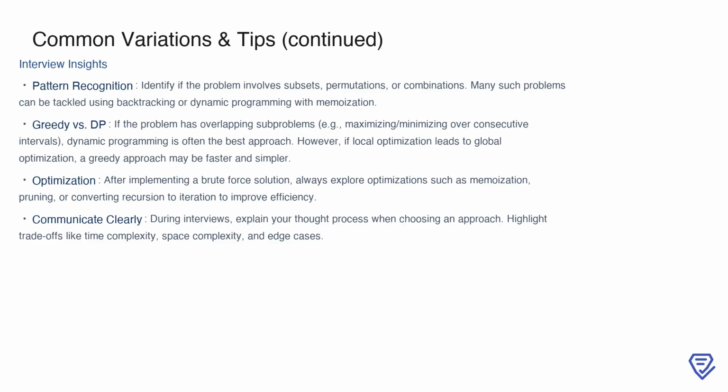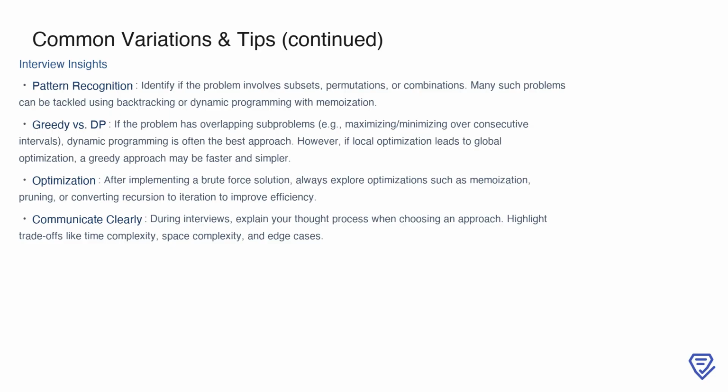Additionally, understanding when to use a greedy strategy versus dynamic programming is essential. If the problem involves overlapping subproblems, such as maximizing or minimizing values across consecutive intervals, dynamic programming is typically the best choice. However, if making locally optimal choices leads to a globally optimal solution, a greedy approach might be faster and simpler. Optimization is another important consideration.